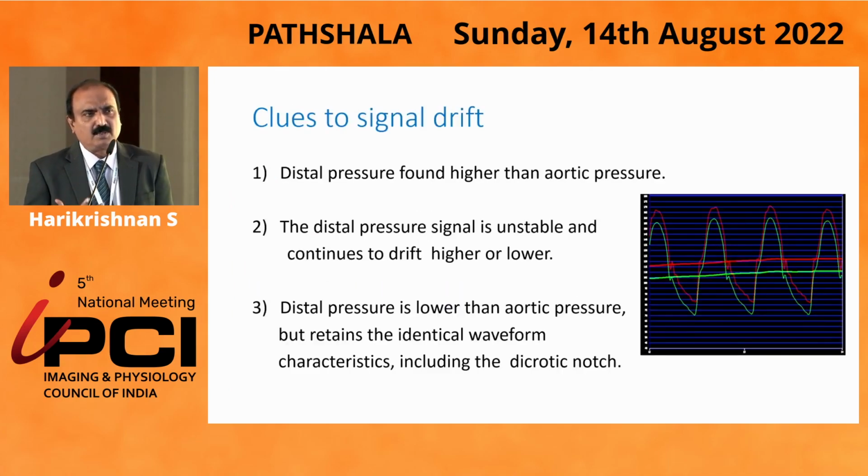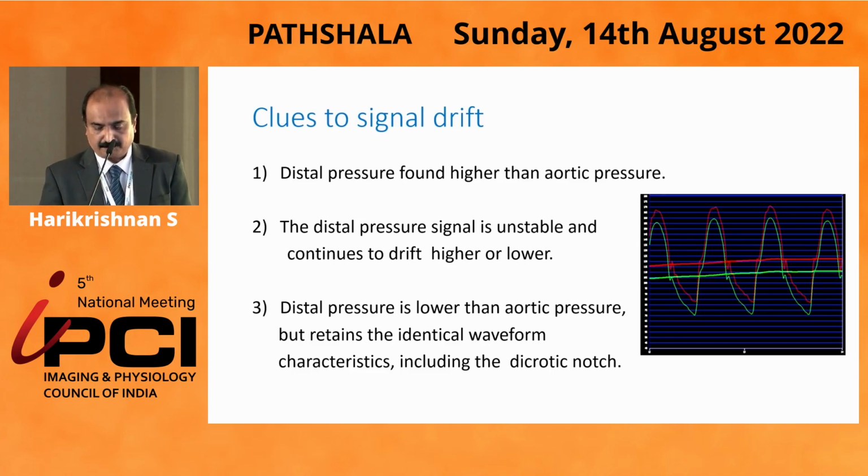So what are the clues to a signal drift? The clues are: the distal pressure may be higher than the aortic pressure. The distal pressure is unstable and continues to drift. The distal pressure is lower than the aortic pressure but retains the identical waveform. That is called a parallel shifting. Even the dicrotic notch will be visible in the distal pressure.